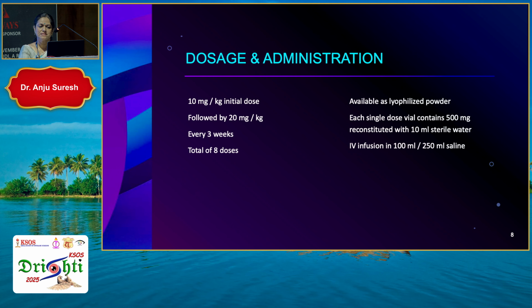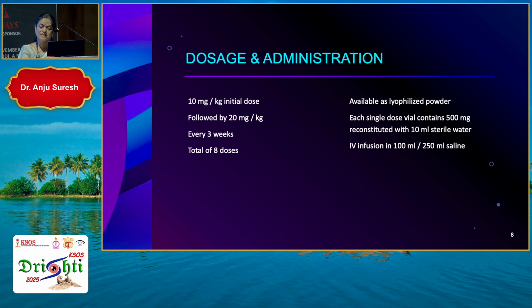So how will you administer? The initial dose is 10 mg per kilogram. Why 10 mg? It is to see if the patient can tolerate the medication. Followed by 20 mg per kilogram, which is the actual correct dose. This is given every 3 weeks for 8 doses. Why a dose of 20 mg per kilogram? Because at that dose, 90% of the IGF receptors are blocked.